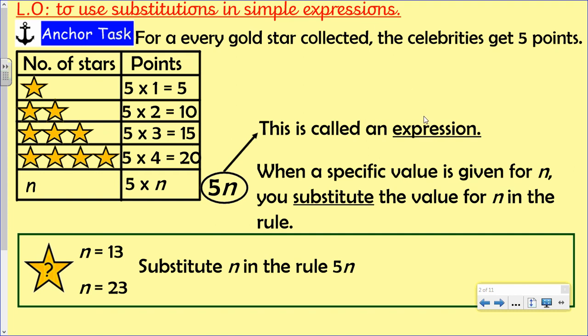When a specific value is given for n, you can substitute the value for n in the rule. So we substitute the n for the number, the value that we are given, okay? Hence the word substitution up here, to use substitutions in simple expressions, which is what your challenge is. So we are going to substitute n for 13. So if n is now 13, our celebrities have got 13 stars. To work out how many points they've got, we need to do 13 times 5. That is 5 times 13.